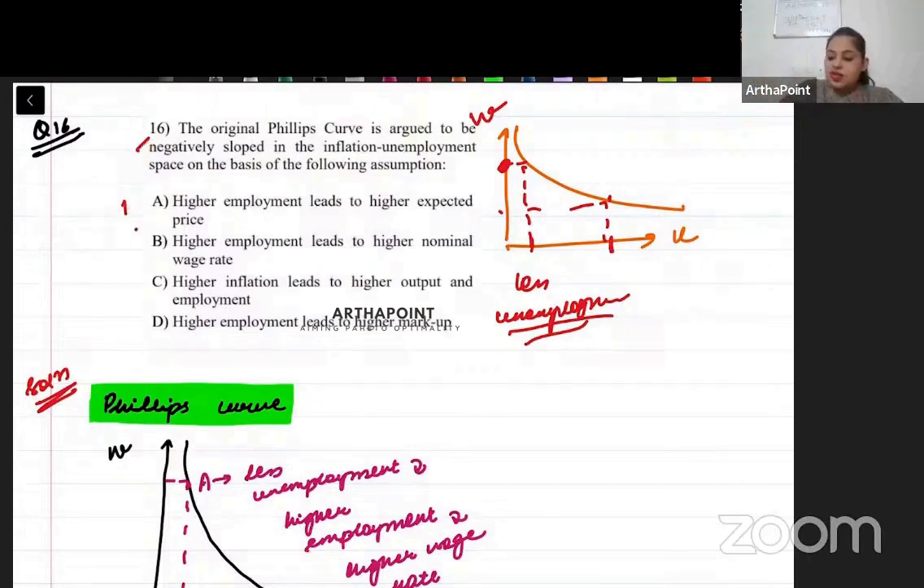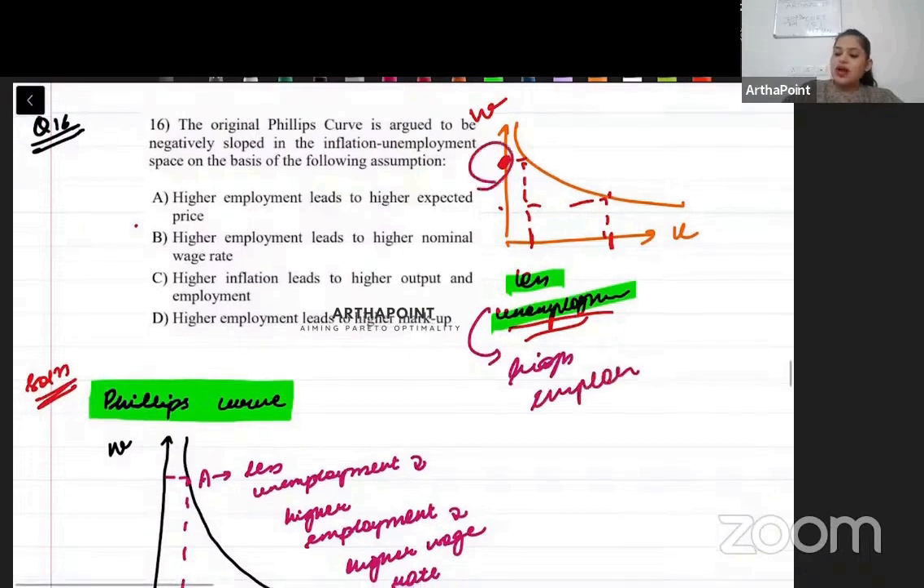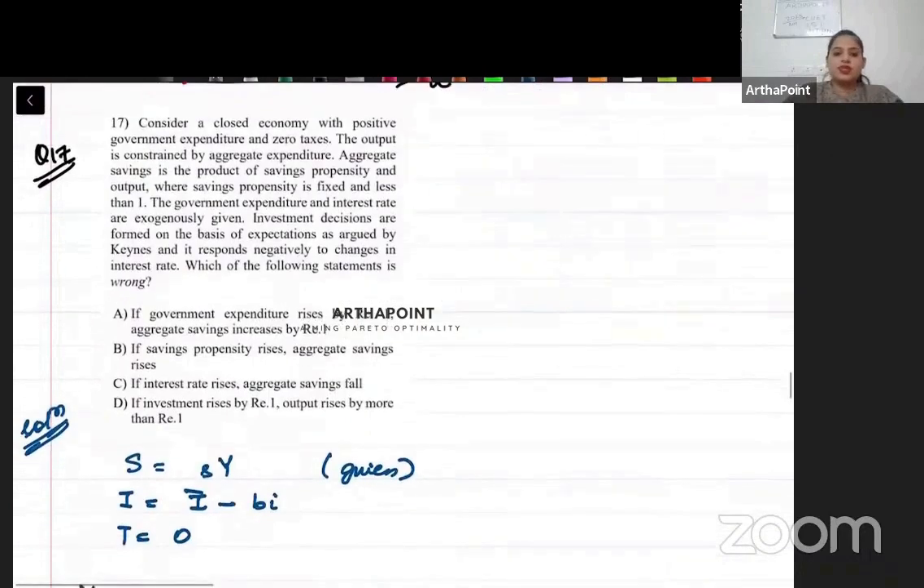Okay, so based on that, we know that when there is less unemployment, which means that there is high employment, it leads to a high wage rate in the economy. Come to the next question.